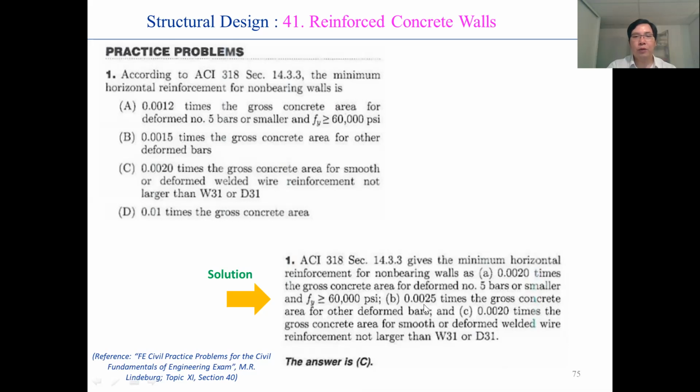B, 0.0025 times the gross concrete area for other deformed bar, or C, 0.0020 times the gross concrete area for smooth or deformed welded wire reinforcement not larger than W31 or D31. So you can compare the theory with the options proposed. You can see that the good answer is C.